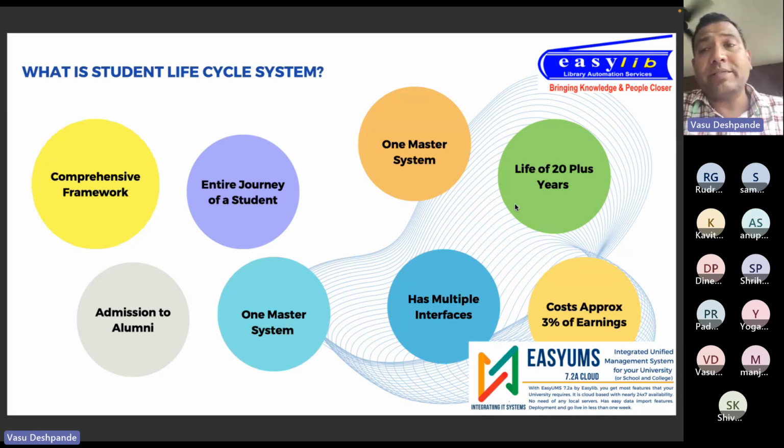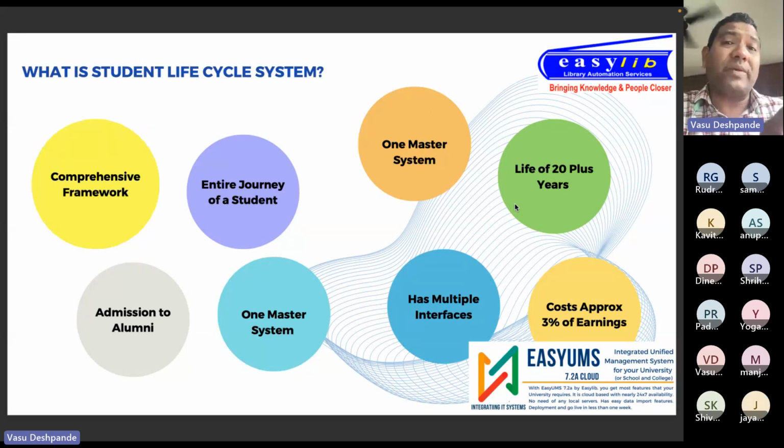The next most important thing is that the life of a student life cycle system can go for decades together. Imagine this. Many of you who have joined this webinar are using our EasyLib system for the libraries, and many of you have been our customers for the last 20 years. When it comes to the student life cycle management system, it could be 20, 30, 50 years, a long time. The reason I'm specifically telling you about this is that the life is more than 20 years. It is not like I procure one system today, use it for 3 months or 6 months, don't like it, and change over to another system. No, no, no. It's not going to happen like that.